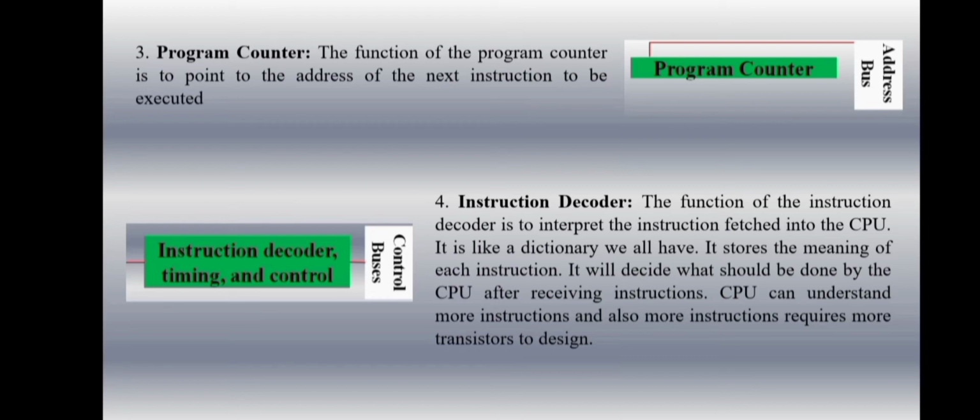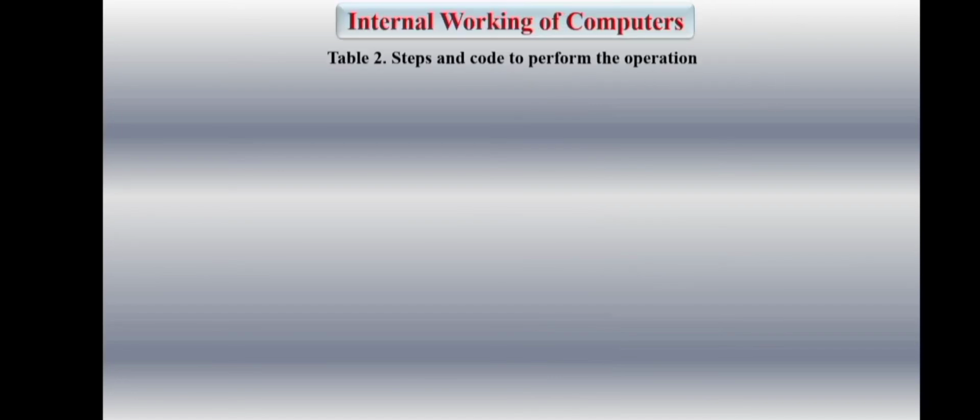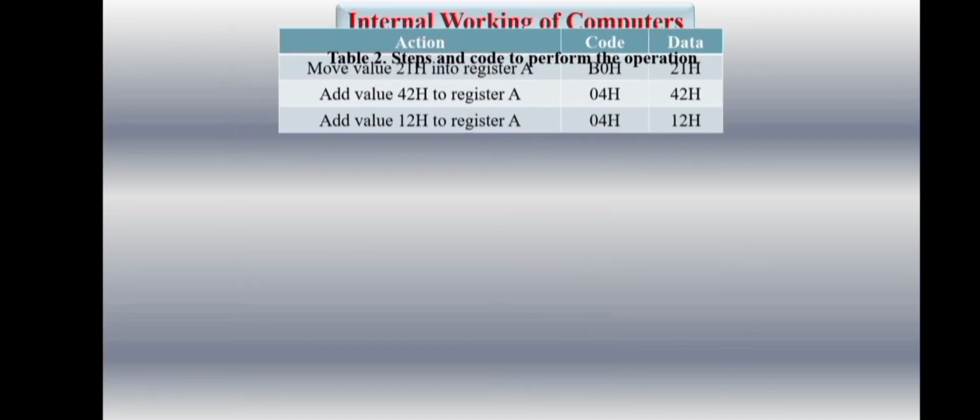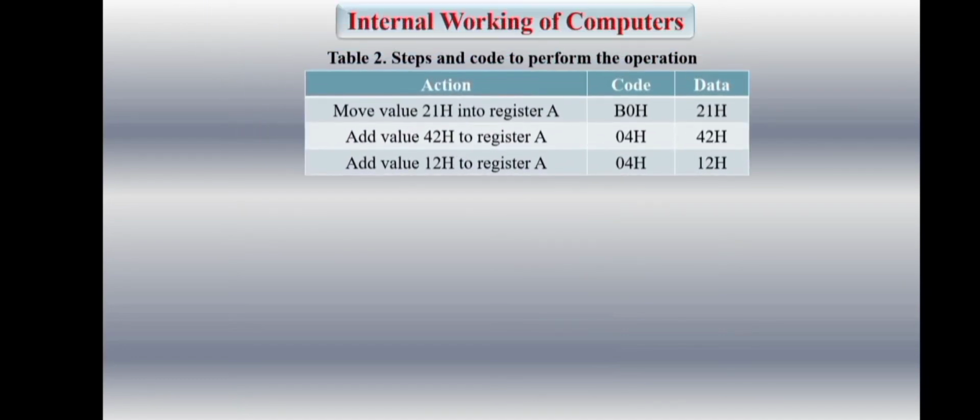As in a dictionary, more pages means more words it defines. Similarly, the CPU can understand more instructions, and also more instructions require more transistors to design. Let us understand how a computer works internally. See the following example. These are the steps and code to perform the operation.